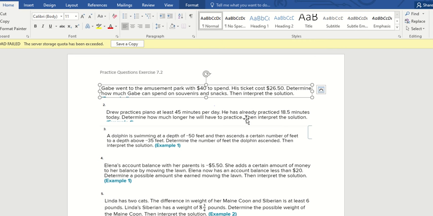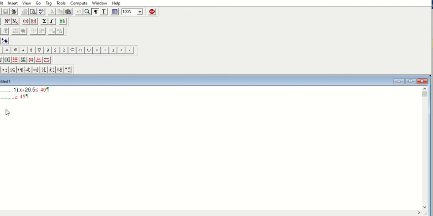The next part is that he has already practiced 18.5 minutes, and we determine how much longer he will practice. So let's say he will practice X minutes plus the 18.5 minutes he has already practiced. X plus 18.5 will be greater than or equal to 45 minutes. From this statement, we can easily find the solution.